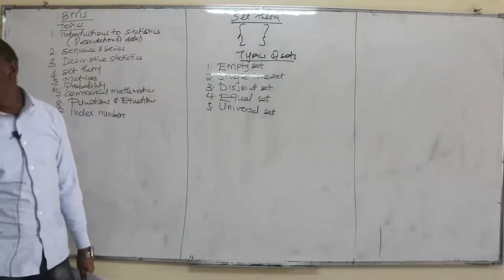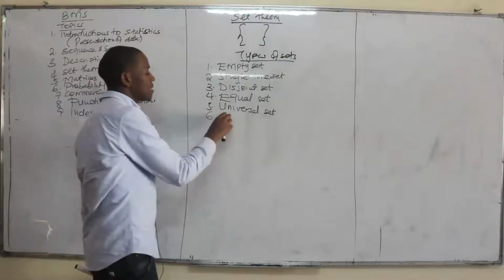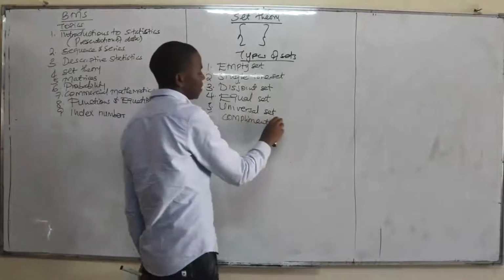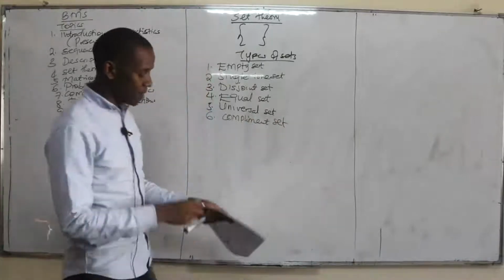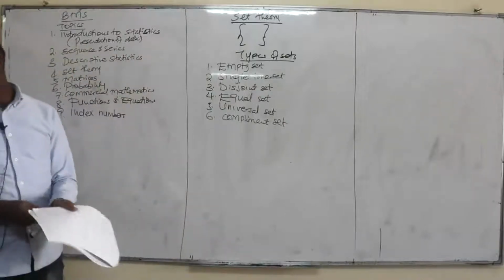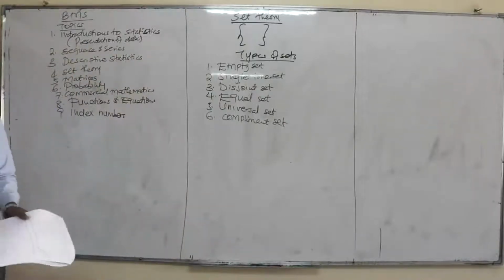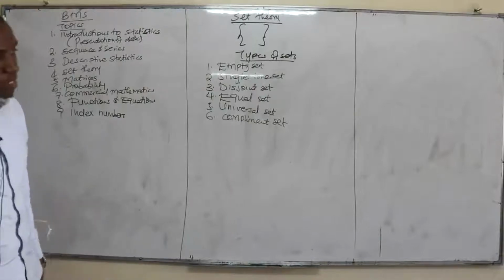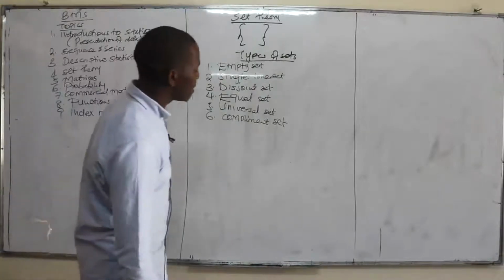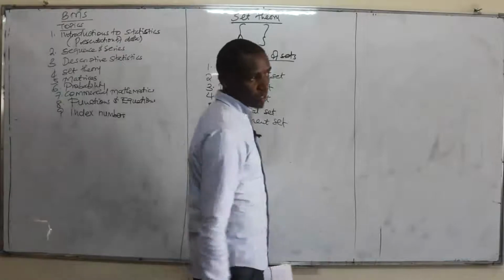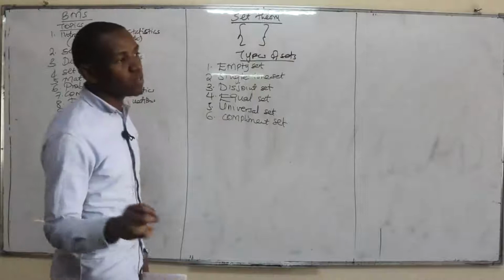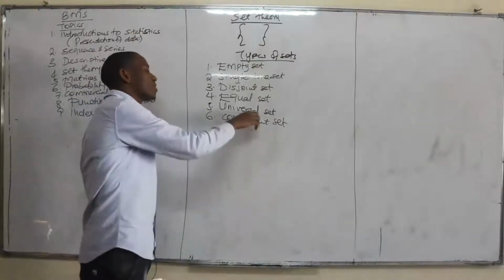We also have number six, what we call a complement set. A set is said to be a complement if it has nothing in common with the other members of a universal set. So to maanisha, for example, I've said we have students comprising male and female. So the female students in this case are a complement set of the universal set.